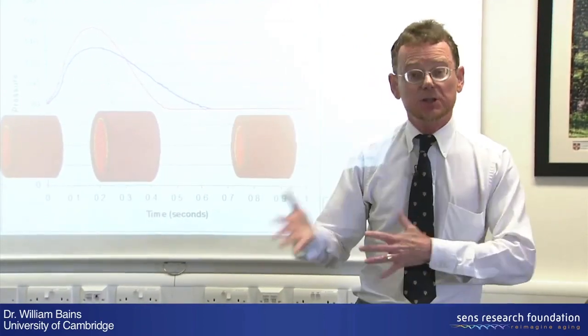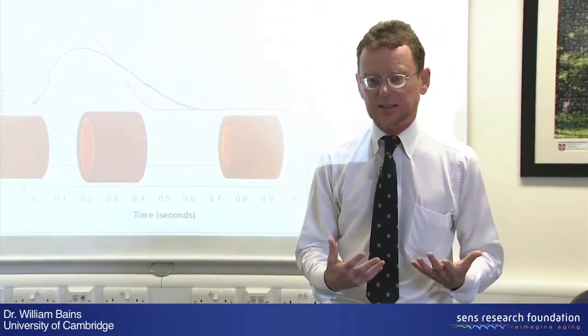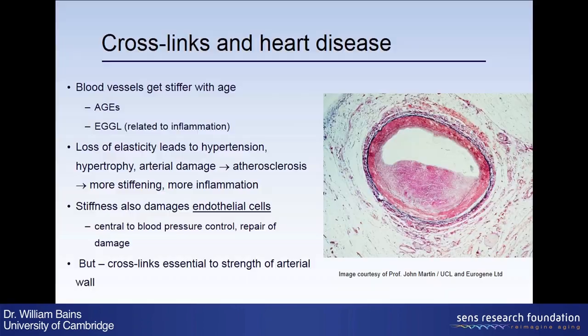And the reason people say you should cut down on fat, cut down on salt, and get exercise is to try to counteract this as you get older. So the blood vessels do get stiffer with age. This might be because of advanced glycation end products. It certainly is due to the transglutaminases. Remember I said that the crosslinks were called EGGLs. Well, those have been measured. That might be related to inflammation.